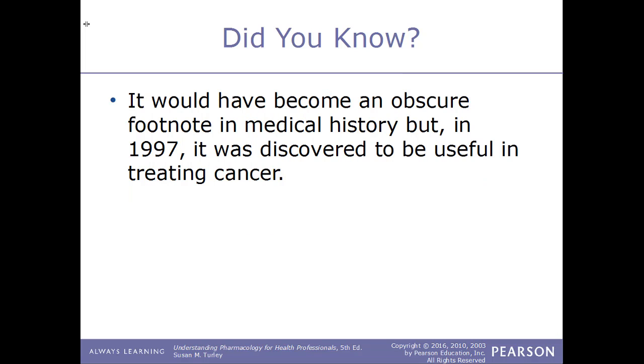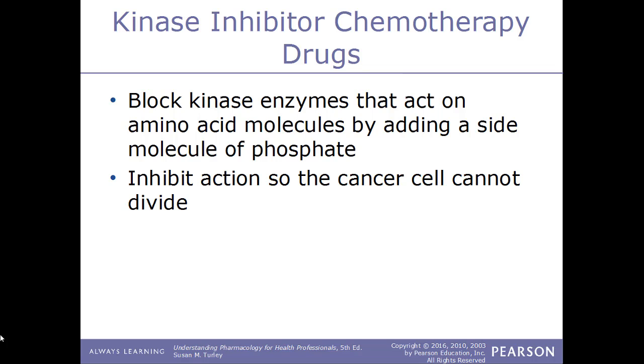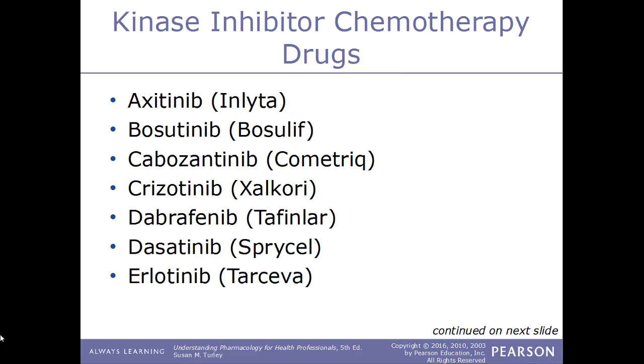Now, it would have been an obscure footnote in medical history, but in 1997, it was discovered that thalidomide was useful in treating cancers. Another kind of chemotherapy drug are the kinase inhibitors. These drugs will block kinase enzymes that act on amino acid molecules by adding a side molecule of phosphate. So these will inhibit the action so that the cancer cells can't divide.